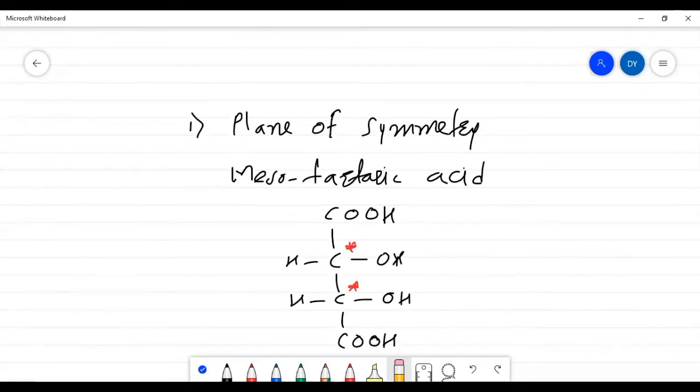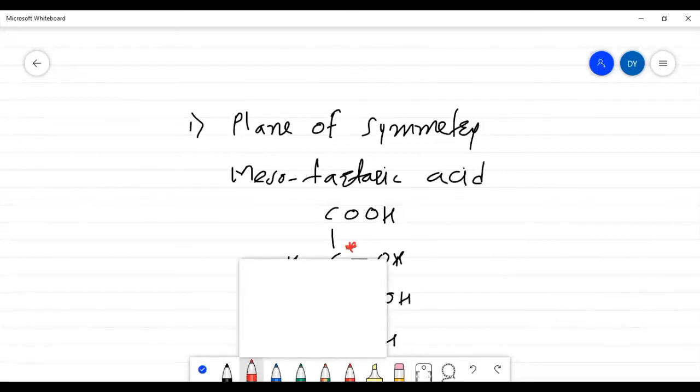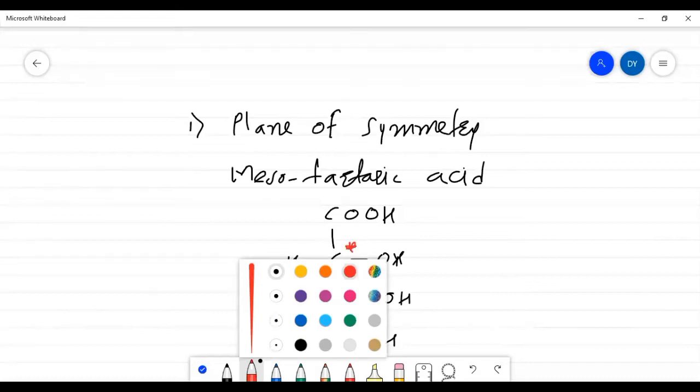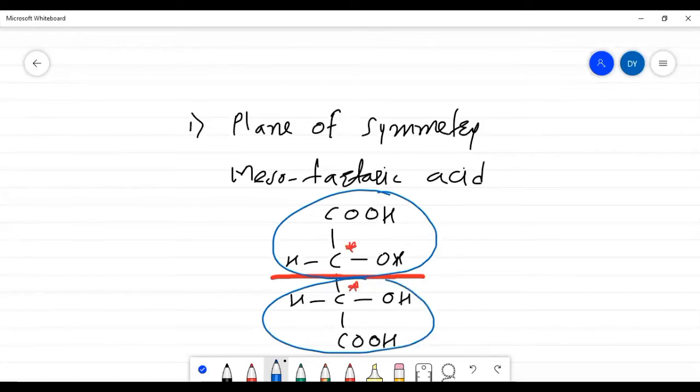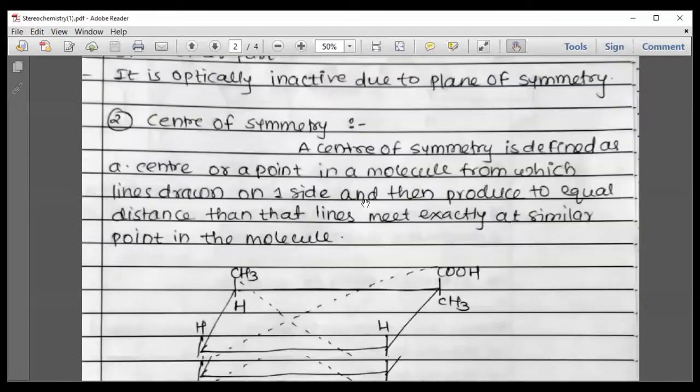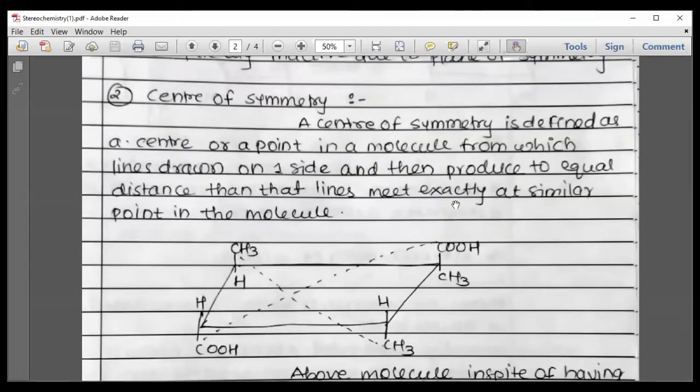So what is this plane? This is nothing but an imaginary plane that passes through the middle. Then you can say the upper part is the exact mirror image of the lower part. The next type of symmetry is called center of symmetry. Now what do you mean by this? First I read and then I will show the same on the whiteboard also.